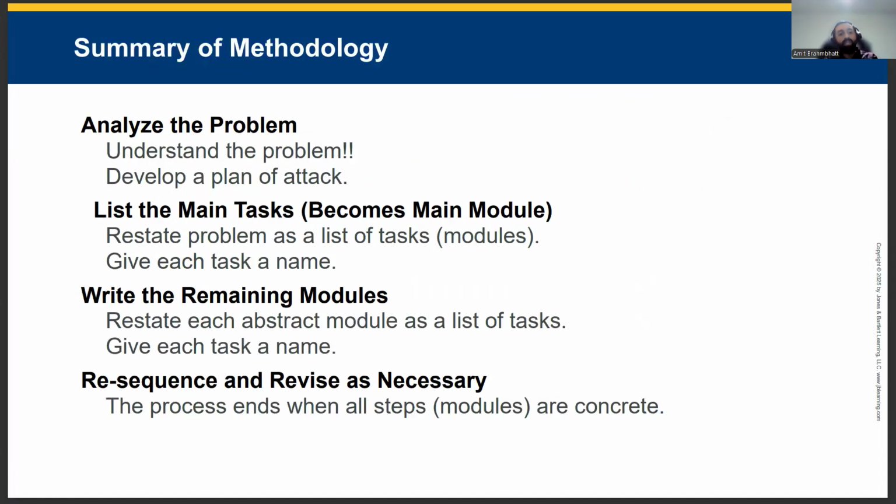The summary of methodology. This slide outlines the typical methodology for developing an algorithm in a top-down fashion. First, you analyze the problem, ensuring you fully understand it and can articulate the requirements. Next, you list the main tasks, which will later become the main module of your program. Afterward, you write the remaining modules, breaking each main task into smaller subtasks until all steps are concrete.